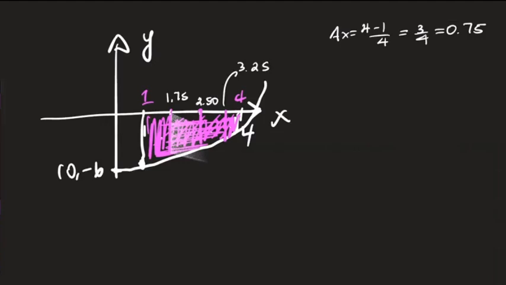And so what they've asked us to do is partition it and do 4 rectangles, but they want the rectangle based on the midpoint.